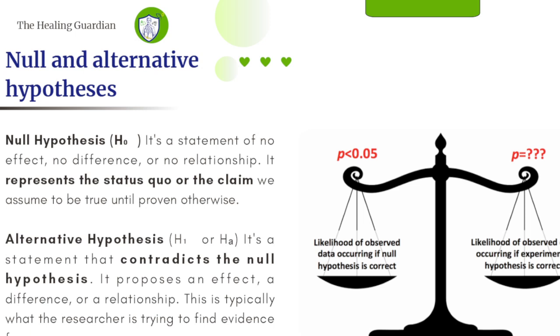So as I said, it represents the status quo or the claim. Sometimes some people make other claims and we do research to disprove those claims or to prove whether the claims are true. So probably someone made an analytical or an observational study and suggested there is a positive relationship between age and blood pressure. When I'm doing another research, that will be my null hypothesis.